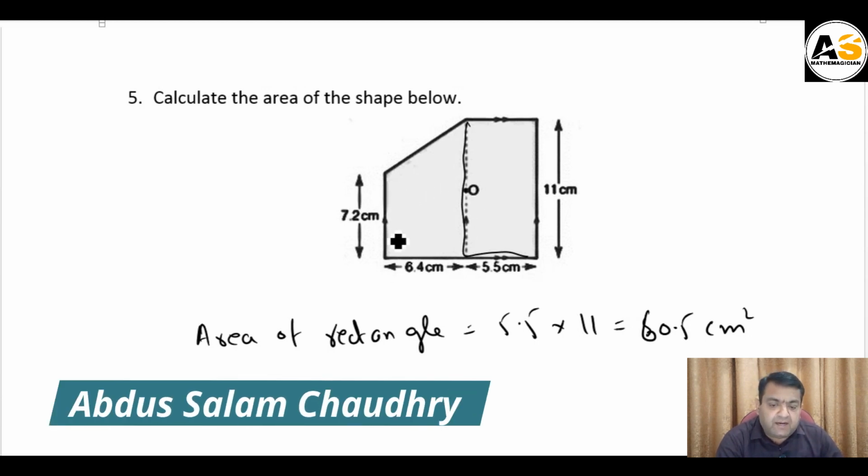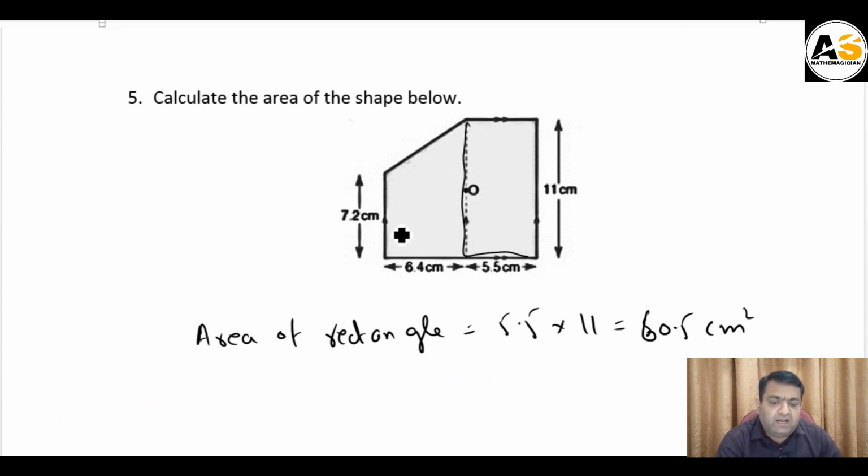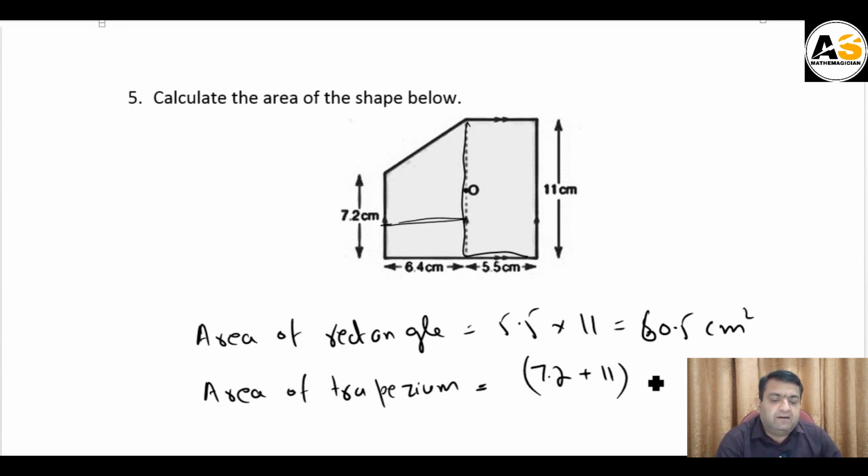This is one parallel side, 7.2 centimeter. The second parallel side is 11. We will add this 7.2 and 11, multiply with the distance, perpendicular distance between these two sides, which is height, which is 6.4, and divided by 2. So area of trapezium will be equal to 7.2 plus 11 multiplied by 6.4 divided by 2.